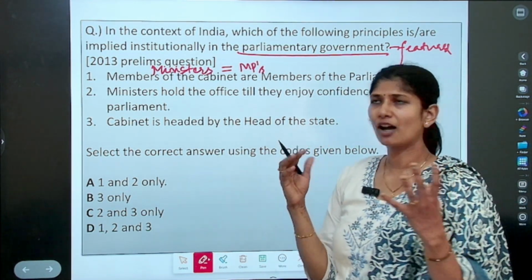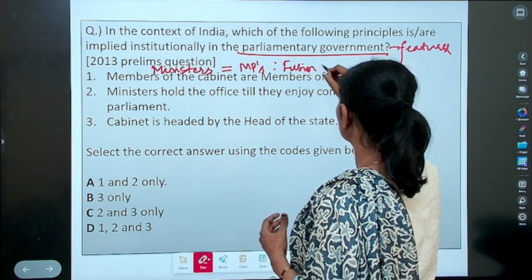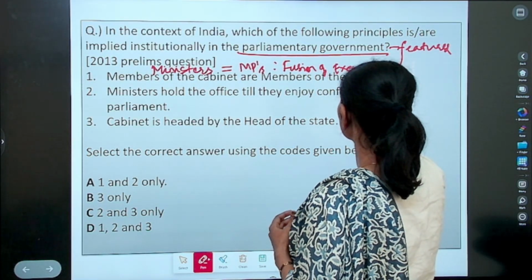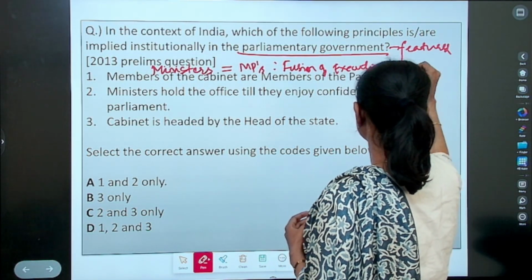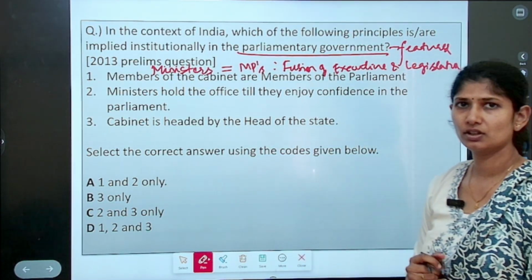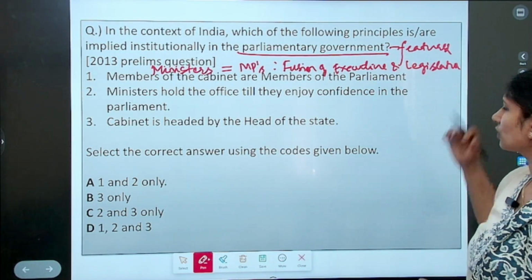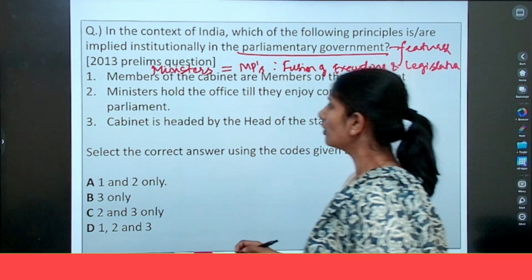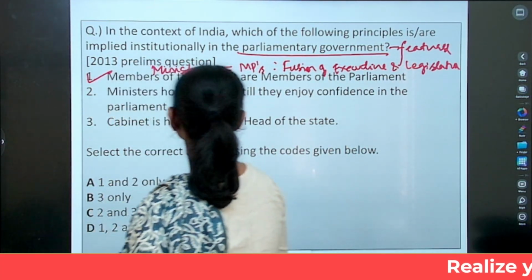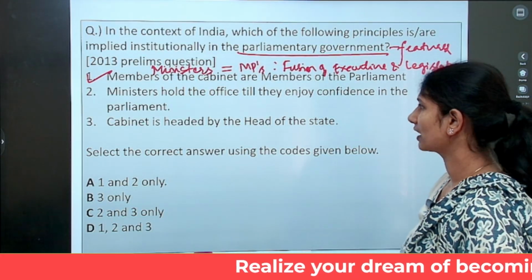True, because we have a fusion of what? Executive and legislature. Yes. Because of this, our ministers are also MPs and there is a fusion of executive and legislature, which makes this statement a feature of the parliamentary form of government. Now let's go to the second one.